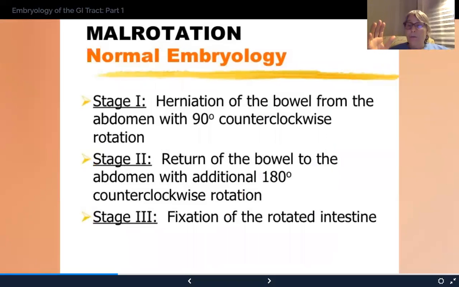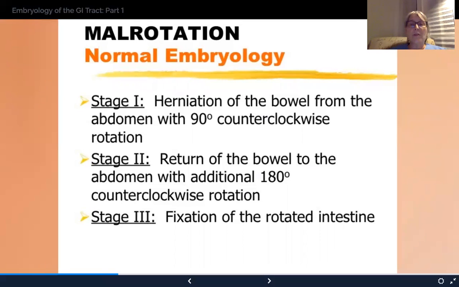Now, just like everything else we've been teaching, right? You have steps. It's got to rotate 90 degrees. It's got to rotate 180. It's got to come in. It's got to come out. It's got to fix down. What could go wrong? So the 3 stages, if you will, stage 1 is the herniation out of the abdomen. Stage 2 is return. And stage 3 is fixation, where it's supposed to be. So let's look at what could go wrong in each of those stages.